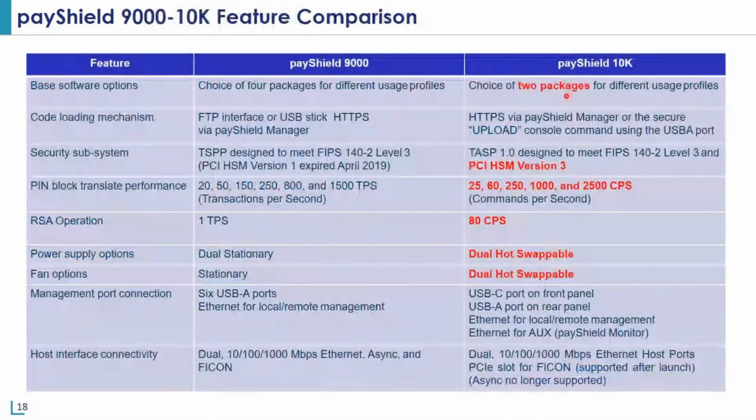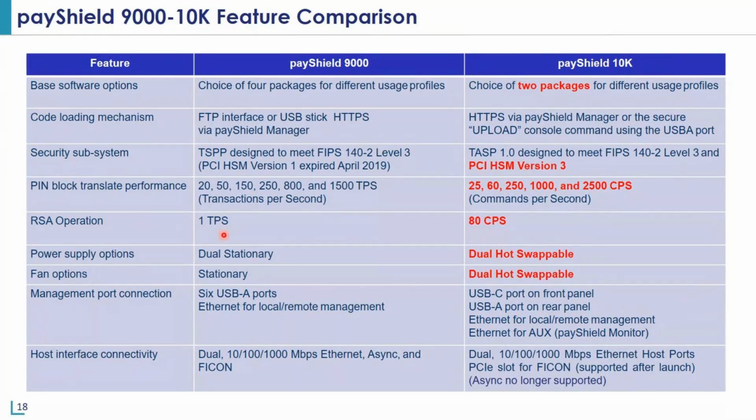This slide is just for comparison: if you have payShield 9K, what has changed in payShield 10K. With 9K there were four separate profiles, but now we have two, classic and premium. Previously you could use FTP for your firmware upgrade and license installation. It's no longer there. It is done either via HTTPS or via console command using the USB-A port.